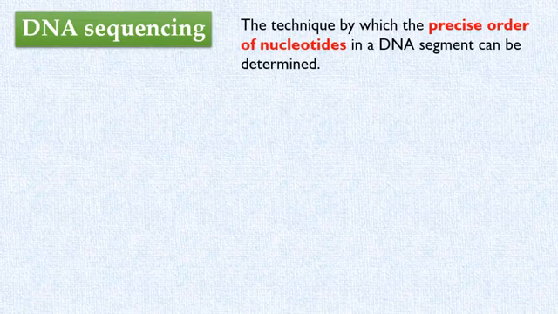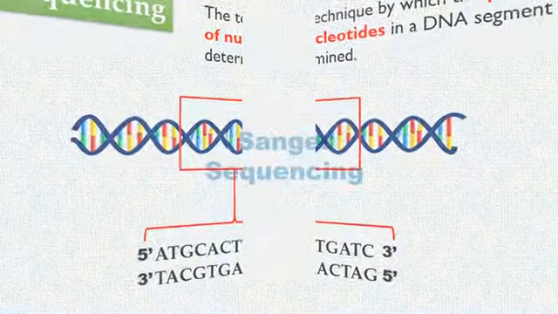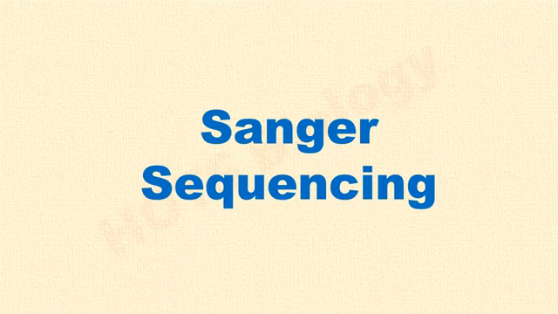What do we mean by DNA sequencing? It is a technique by which the precise order of nucleotides in a DNA segment can be determined. Today we are going to discuss the original Sanger method of DNA sequencing. This method forms the basis of modern computer-automated sequencing techniques.